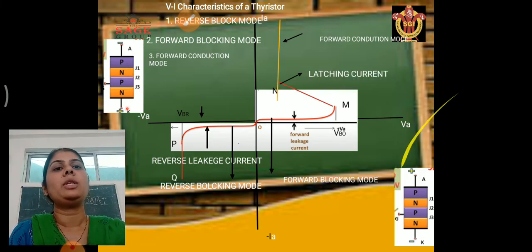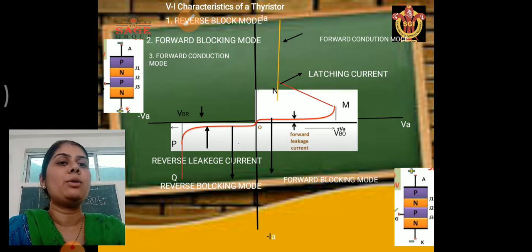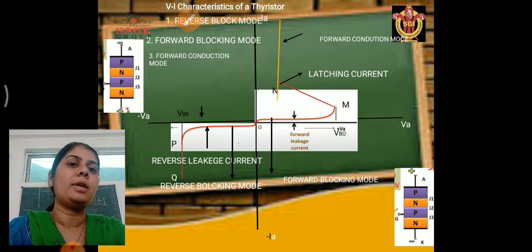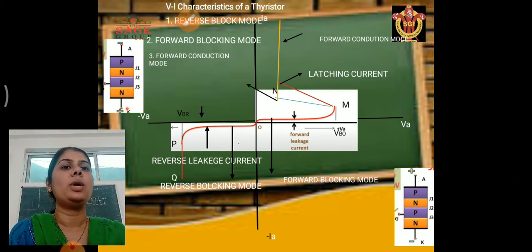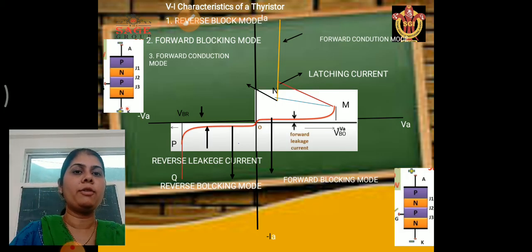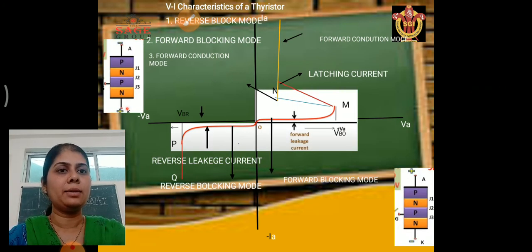This point shows the latching current. Latching current is the minimum anode current after which my SCR will conduct properly. Then the second current is the holding current. Holding current is the minimum anode current below which the thyristor will turn off again. This is the holding current. This is a basic diagram of the VI characteristics.